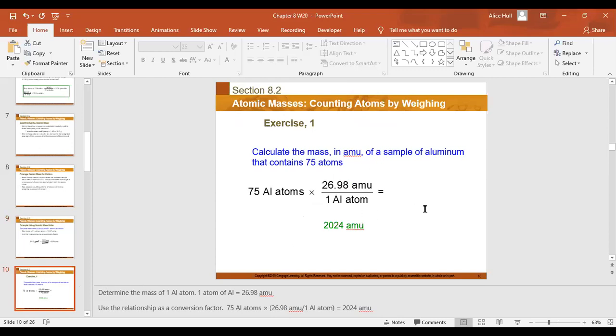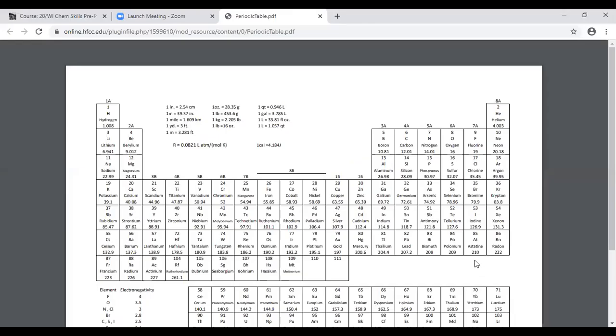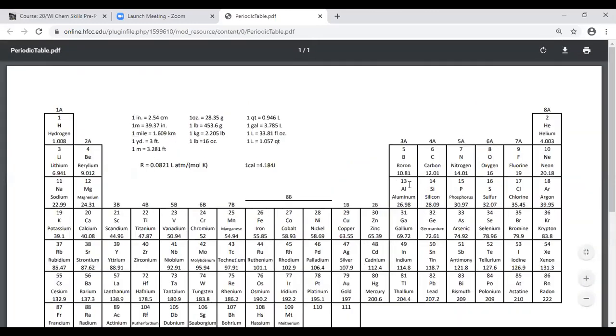Okay. Let's look at calculating the mass in AMU of a sample of aluminum. They're saying that we've got a sample that contains 75 atoms, so we have 75 aluminum atoms. So this 26.98 AMU for one aluminum atom, that's from the periodic table. Let's go take a look again. Okay, so let's look at aluminum. So aluminum is right here. Let me see if I can zoom in a little bit. Okay, see on aluminum here, 26.98. That's the number that we're using.